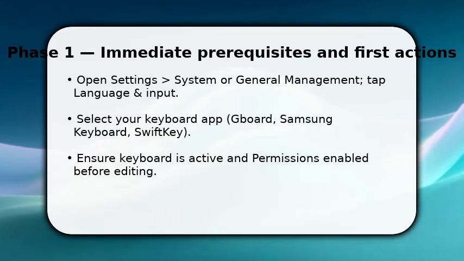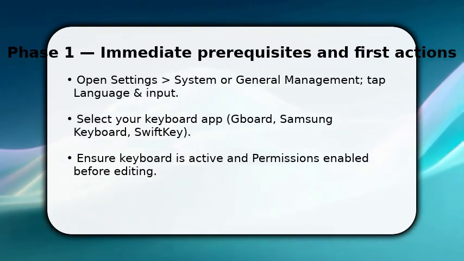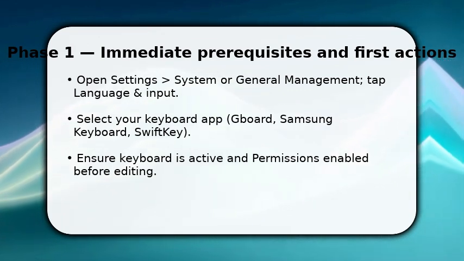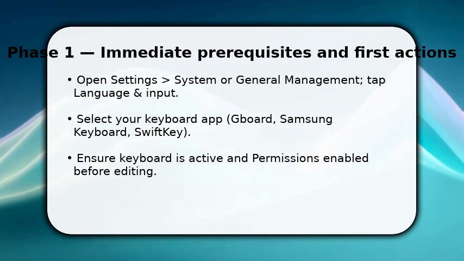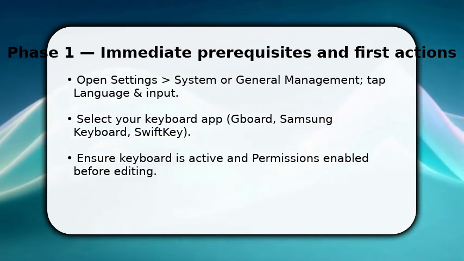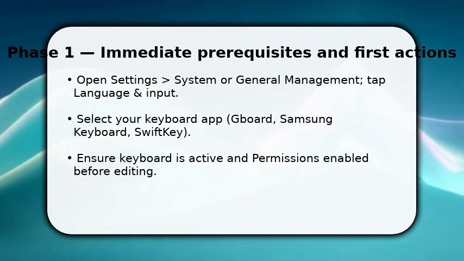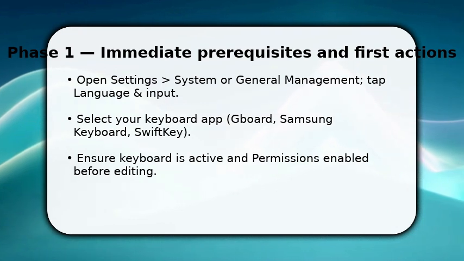You'll begin inside Android settings, open System or General Management, and tap Language and Input. Once there, select the keyboard app you actually use, Gboard, Samsung Keyboard, or SwiftKey, because each app exposes resize controls in different places. Make sure the keyboard is active and has necessary permissions so settings apply.